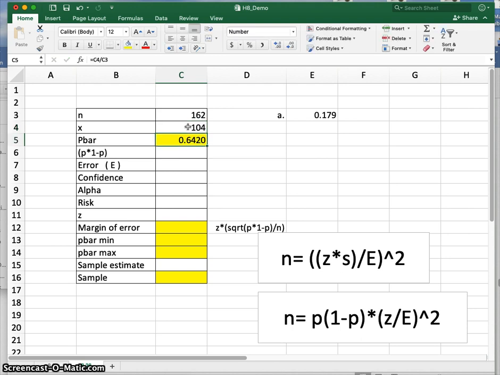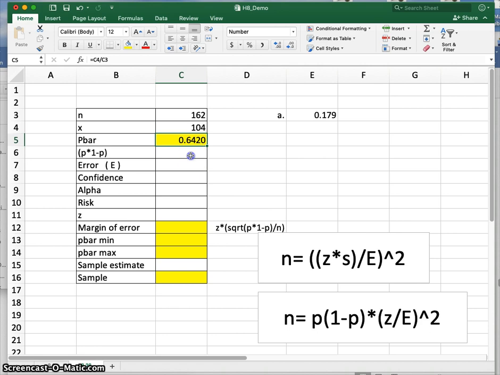So 104 out of 162, our P bar, our proportion, is 0.6420. Now, what we're trying to do is calculate a margin of error at a 95% confidence level so that we can find a min and max for our interval. Okay, so we need to first calculate this in order to calculate this formula. This is our margin of error. So there's a few things that we need.